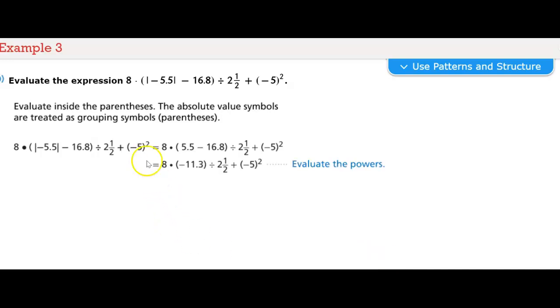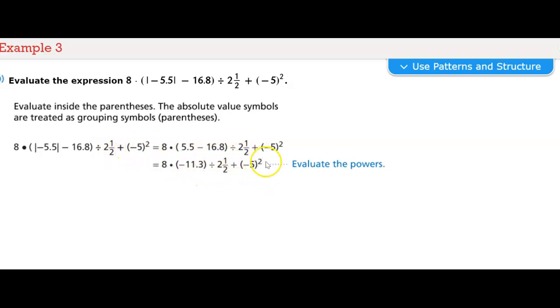So we're going to do negative 5 5/10 minus the 16 8/10. That's a negative 11 3/10. And then you have the 2 1/2 plus the negative 5 squared.